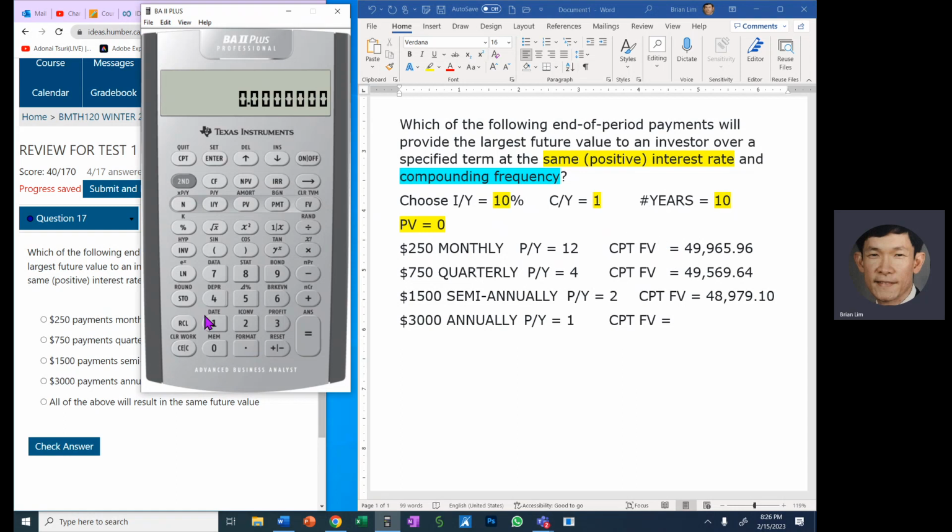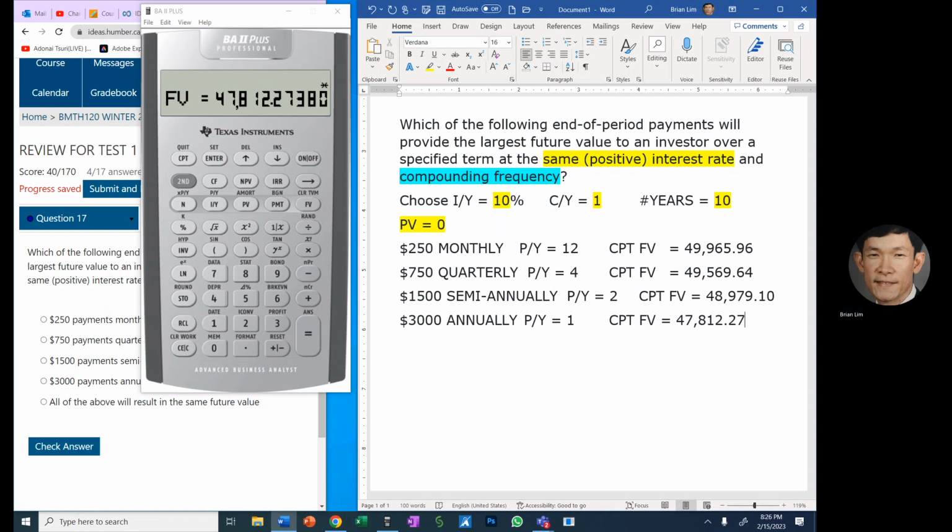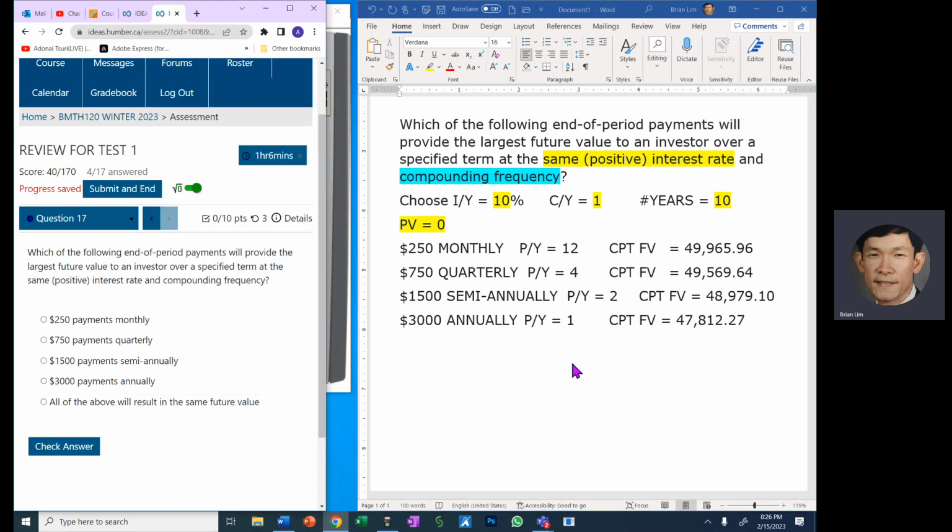And the number of years is 10. So we go to this 10 right up here. So 10, second, and N. And I/Y should be 10. So let's recall I/Y, and it is 10. Recall the present value. That should be 0 also. But the payment is $3,000. So 3,000, make it negative, enter the payment, and then we compute the future value, and that is the amount of $47,812.27.